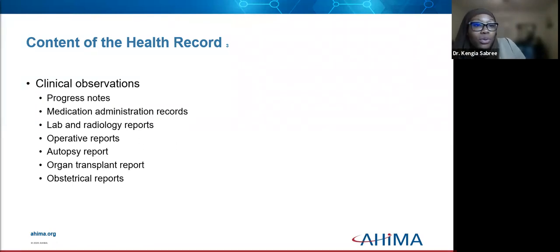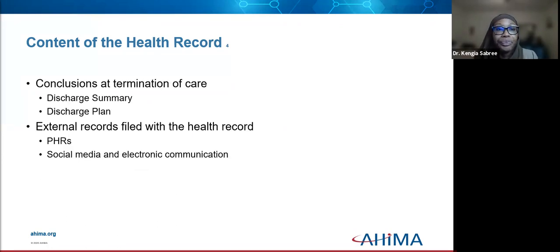All right, so some clinical observations. I briefly mentioned progress notes. There's also your MAR, your medication administration records. You have lab, radiology reports, your op reports, your autopsy reports, that's if an autopsy was done. If the patient expired and they donated their organs, then you have your organ transplant report. And if it's an OB patient, you're going to have those obstetrical reports.